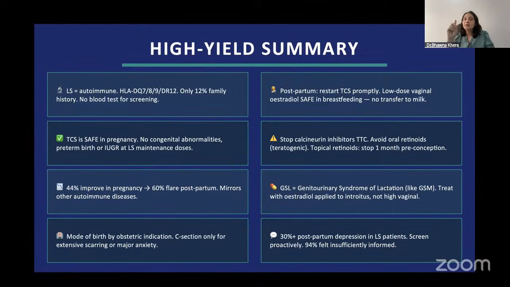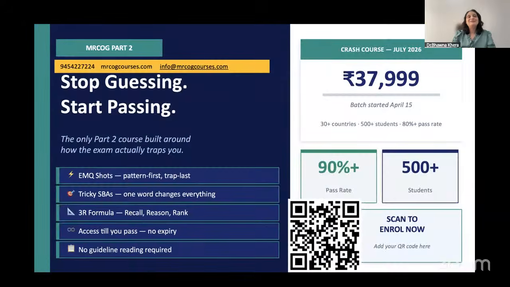30% risk of postpartum depression, so mental health is very important, and 94% of women are not properly informed. You will be the one clinician who will be informing all of these women and be the best among all the crowd and be on the top with MRCOG courses.